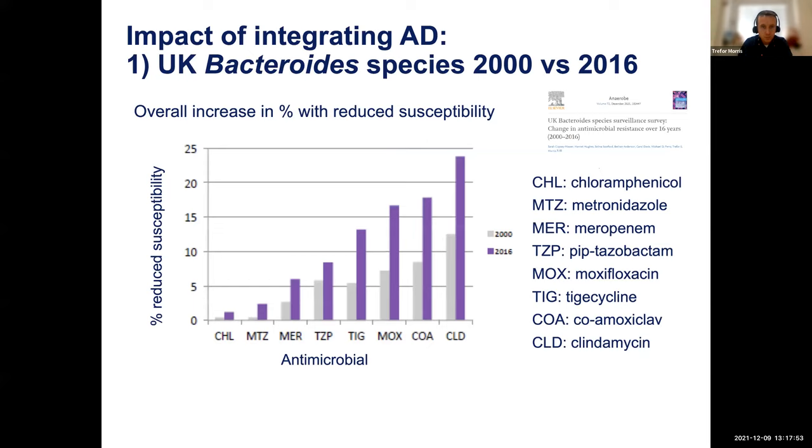So a couple of the impacts then. The publication here that we put together just demonstrates that there is an overall increased reduced susceptibility to most of those agents, comparing the year 2000 with a couple of years ago. And that's obviously a worrying trend. Thus the need to develop something that will allow clinical labs to monitor things more closely.